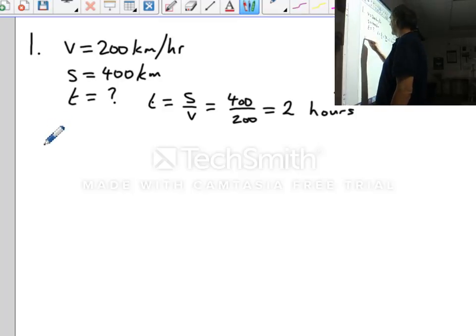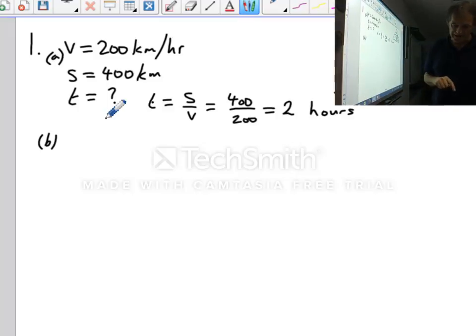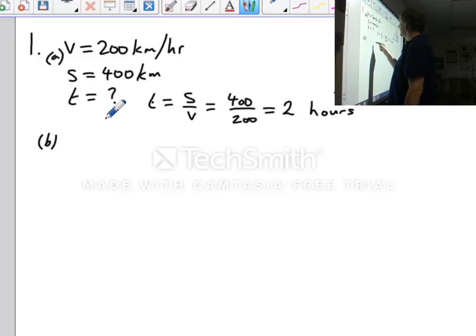When you're doing part B there, part B off your question sheet is how far would the Mallard travel in 1 minute? So how far in a minute? So this time they've given you a time of 1 minute, and you're trying to work out how far, which is a displacement or a distance travelled, and that's what they want you to try and find out. And we've got a velocity still of 200 kilometres per hour.